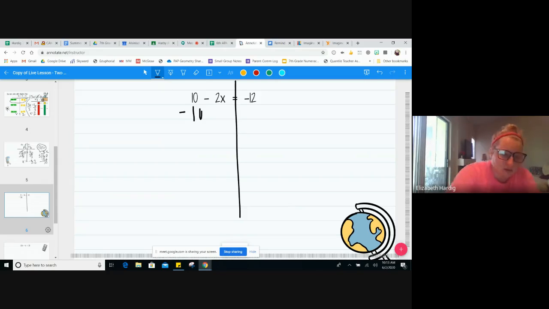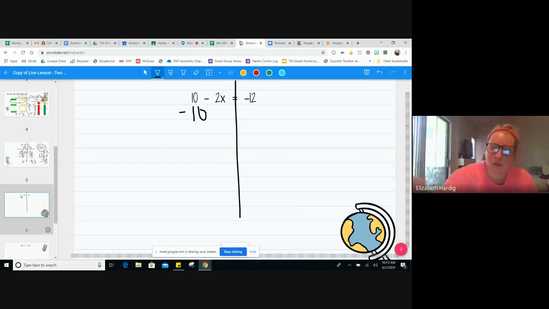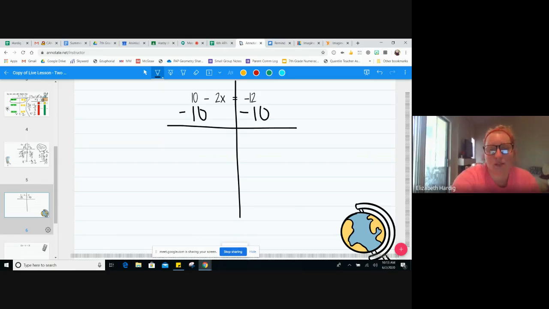If I subtract 10 on one side, what do I do to the other? The same thing. Absolutely. So 10 minus 10, that cancels out. That creates a 0 pair. What is left on the left-hand side of the equation now?